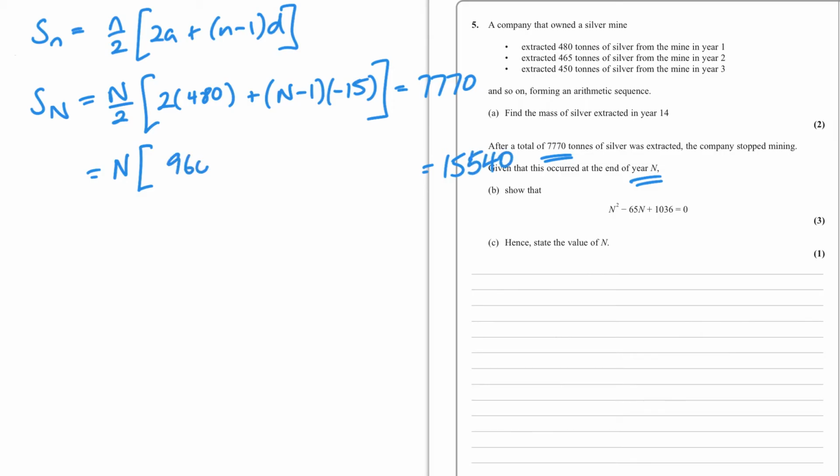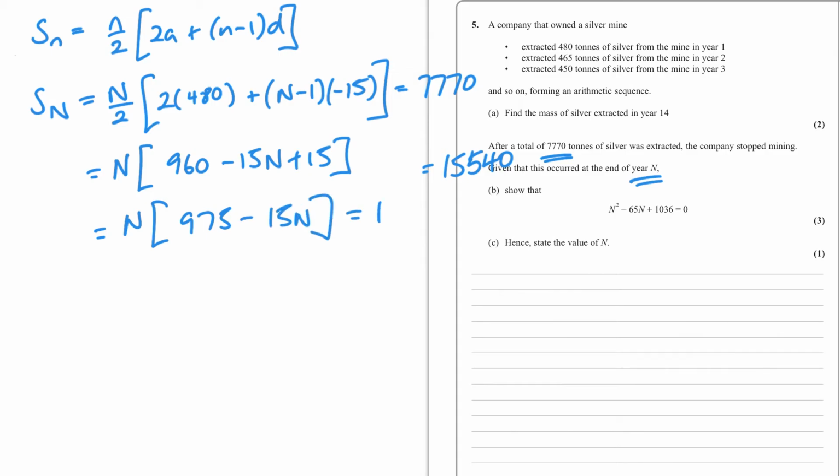So we got 960 minus 15 capital N, plus 15. Now, just sorting out the inside, let's do it separately actually. So 960 plus 15 is 975 minus my 15n, and that equals 15,540. So we got 975n minus 15n squared, and that equals 15,540.